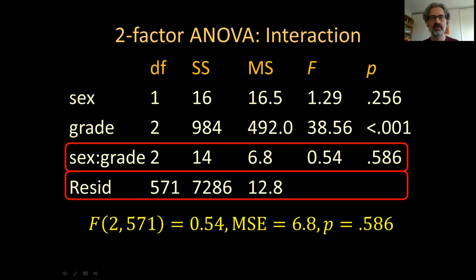The other way to say the same null hypothesis is that the differences between the 3 grades are the same for girls and boys. That's the null hypothesis for the interaction. And because we have a large p-value, we cannot reject this null hypothesis. So it means that indeed the differences between grades are the same for both sexes, and the differences between boys and girls are the same between the 3 grades, as far as this data set is concerned.